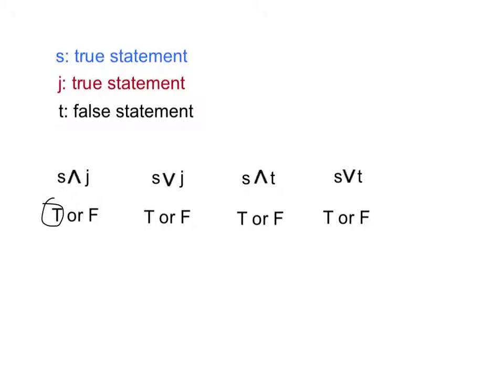S or J, that's also going to be true because they're both true, so as long as either one of them is true, it's going to be true. S and T is going to have to be false because T is false and I need them both to be true. And S or T, even though T is false, the statement's going to be true because it's saying either this is true or that is true, and since this is true, the whole statement is true.